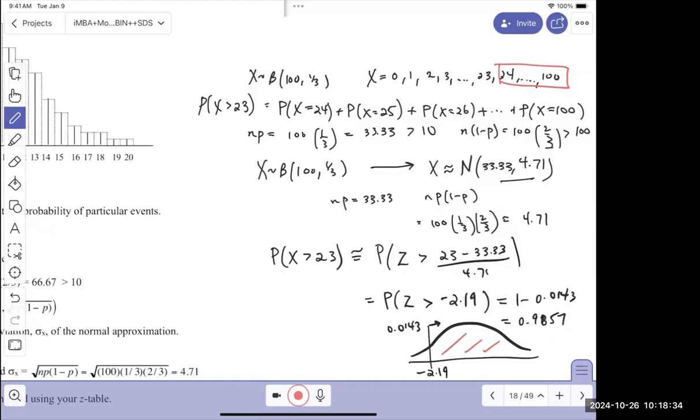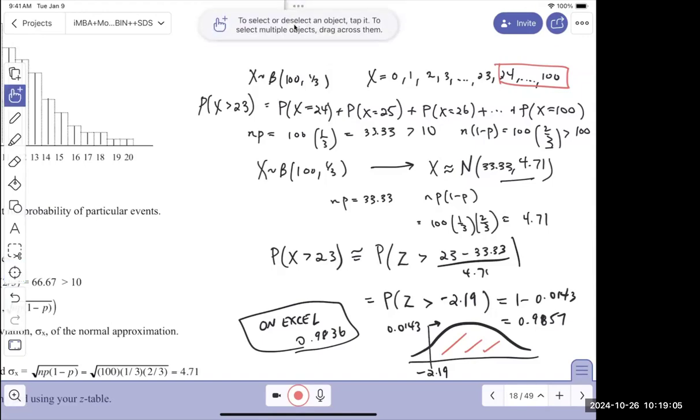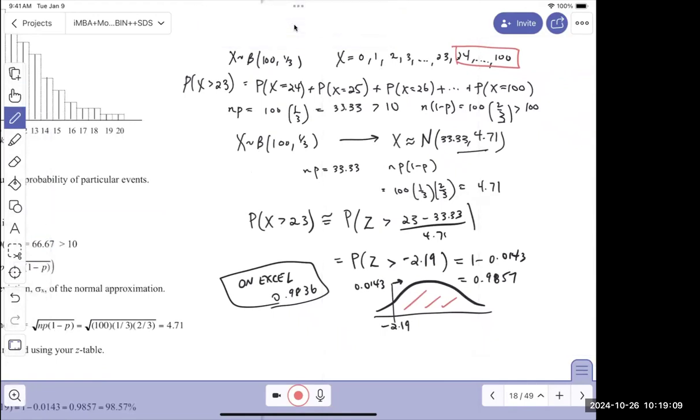So what did we get on the Excel table? 0.9836, right? They're different. How do I reconcile that they're different? Why are they different? I expected them to be different. Similar, but different. And which one is the right one? That's even another question. This one is called the exact value, and this one is called the approximate value. This is an approximation, and that's why they're different.